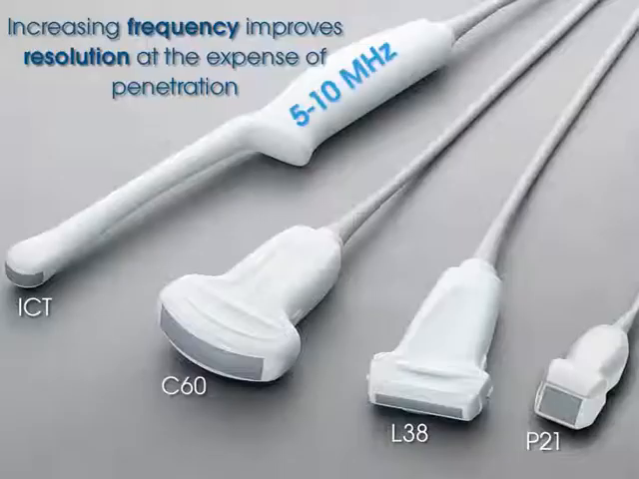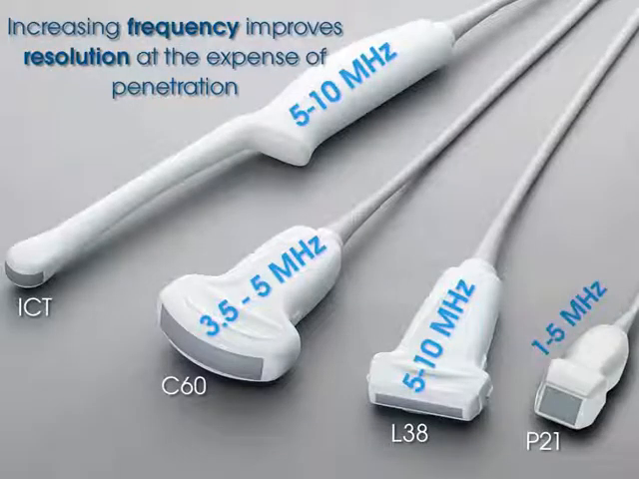And then finally, the different transducers have different frequencies between which they can toggle, and you want to have an idea of how to get the probe to go from 5 to 10, or 3.5 to 5, or 1 to 5. You know that the higher frequency means better resolution, but the sound can't penetrate as far. So with this transducer, you'd use the higher frequency on a thin patient, whereas you'd go down to the 1 megahertz if the patient was really large.